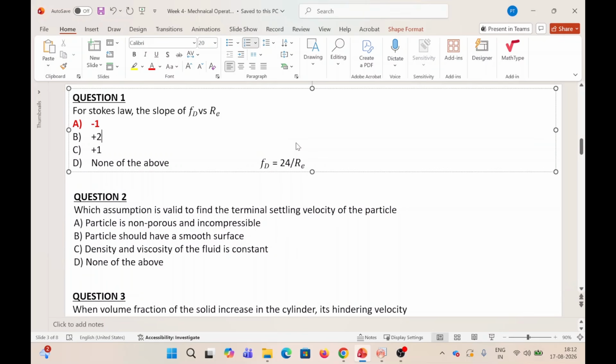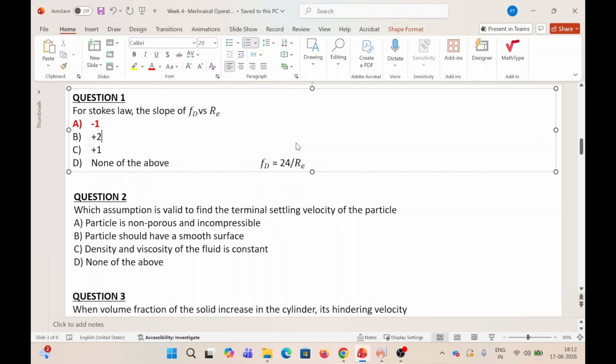Okay, let's move on to the second question. Which of the following assumptions is valid to find the terminal settling velocity of the particle? I think we discussed this right now. So question 2: the assumption that is valid to find the terminal settling velocity of the particle.